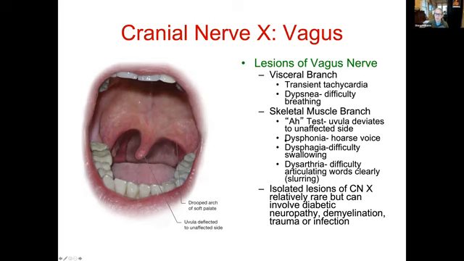So these things all can be attributed to weaknesses of those muscles of the laryngeal and the pharyngeal. Now, some of these things happen with other lesions, but we just are aware that these are effects that could happen with a cranial nerve 10 lesion as well. Again, isolated lesions of cranial nerve 10, just like cranial nerve 9, are relatively rare, but similar things could cause those. Demyelination or diabetic neuropathy can contribute to those.